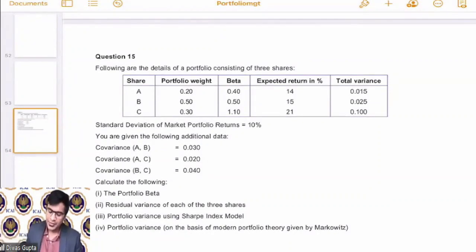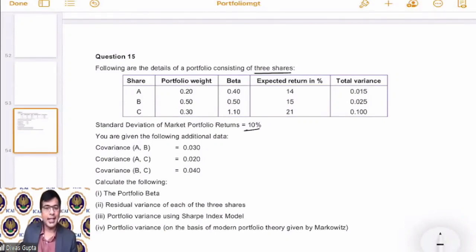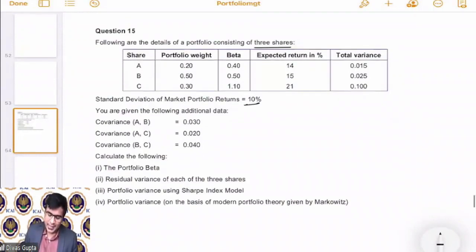So in question number 15, it says that following are the details of a portfolio consisting of 3 shares A, B and C, in which they have given us the portfolio weight, beta, expected return and total variance. Standard deviation of the market also they have given us 10%, and they have given us the covariances within all the 3 securities, which is within all the 3 combinations. Now this is asking us to calculate a lot of calculations.